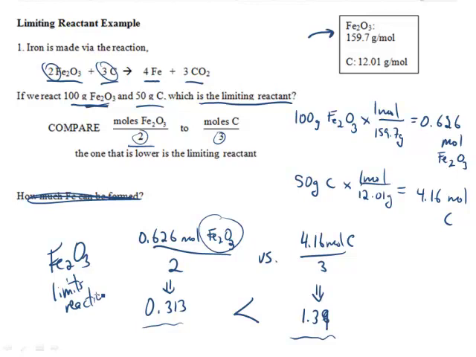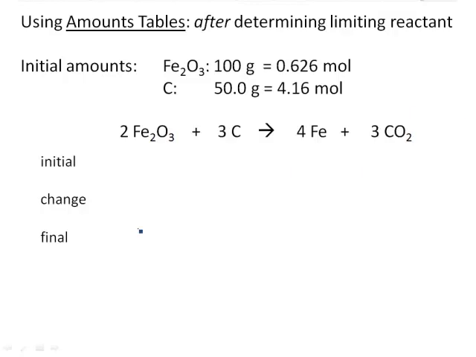And when we say it limits the reaction, what we mean is it limits how much product you can make, how much iron you can make, and also how much CO2 you can make. So that's important. Iron oxide is the limiting reactant, and you have 0.626 moles of it. Now we're going to figure out how much product we can make, and we're going to expand the way we've done this before by using what's called an amounts table. An amounts table is also a moles table, a table of the amounts of moles of things. The key here is we put in our initial amounts of our reactants and products, and then figure out what happens.